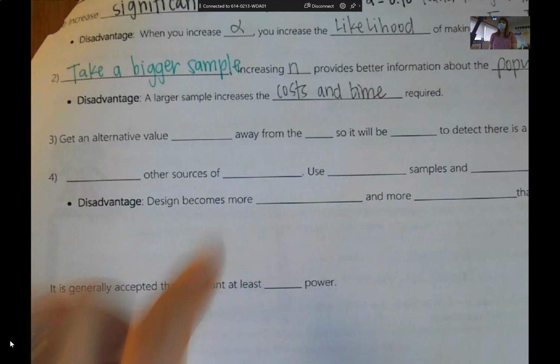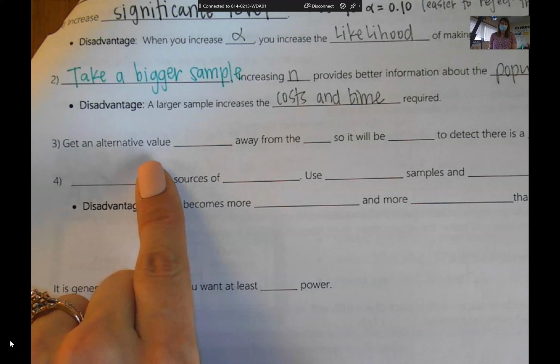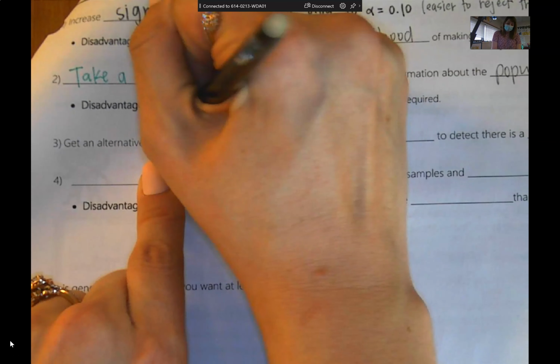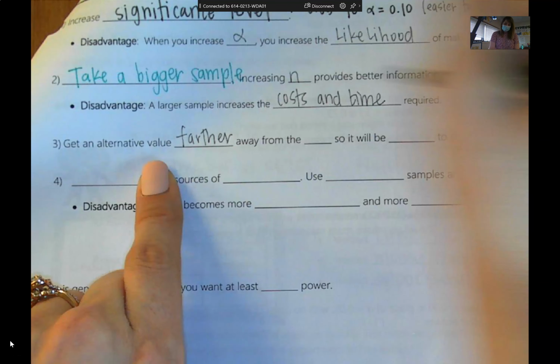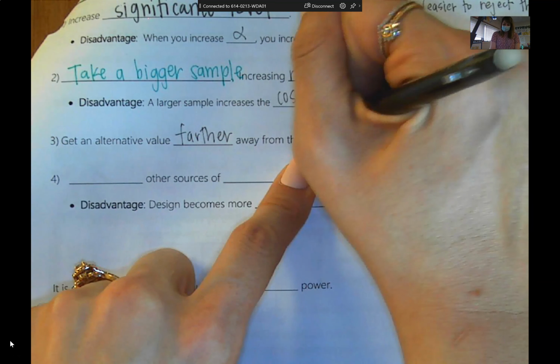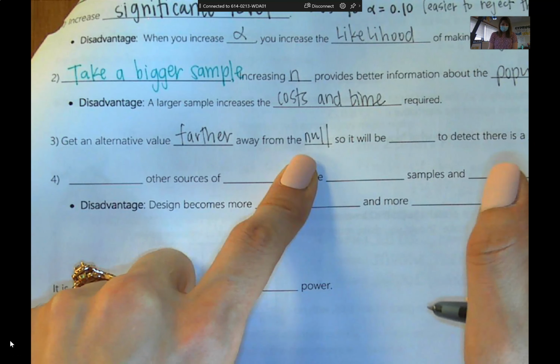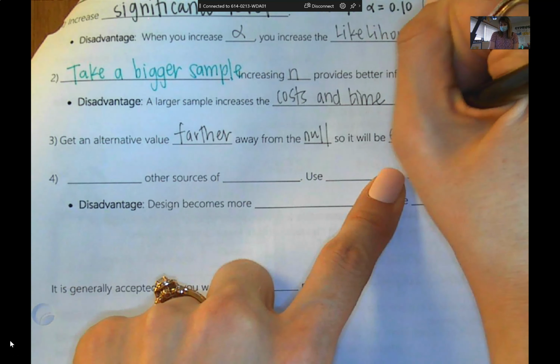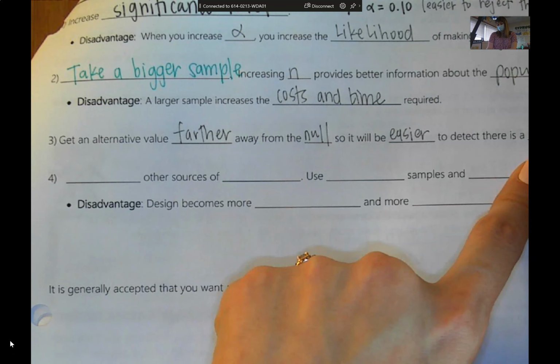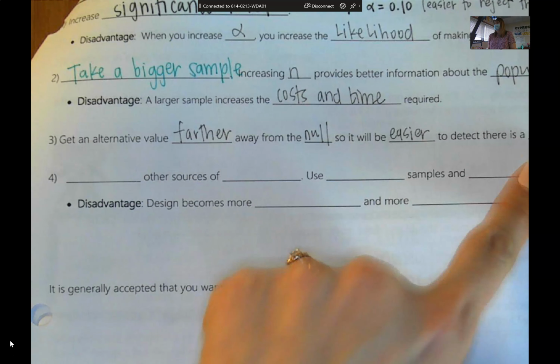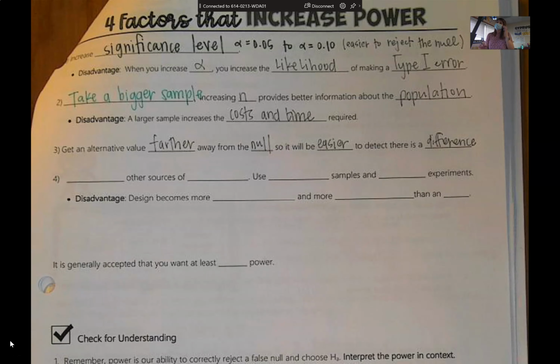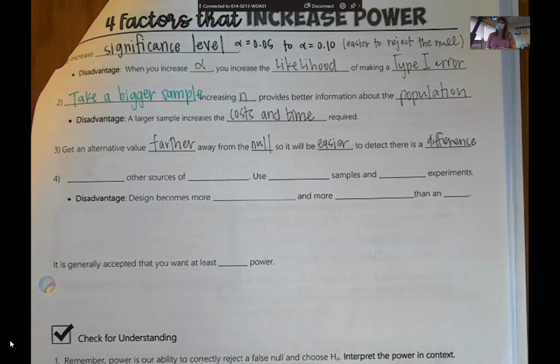Option 3 says you can increase your power by getting an alternative value farther away from the null, so it will be easier to detect there is a difference. So they're saying you want to get an alternative value that is farther from the null. So they're saying you want to get an x bar or a p hat farther away from the claim.